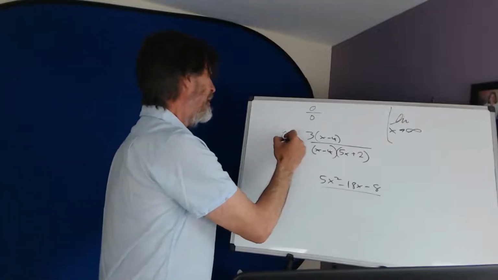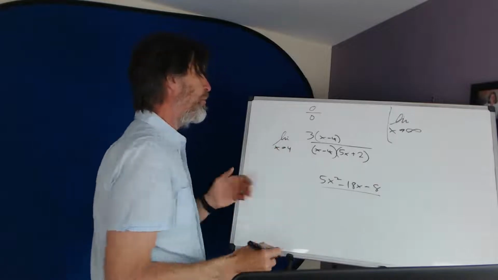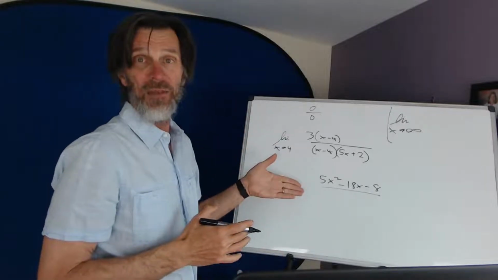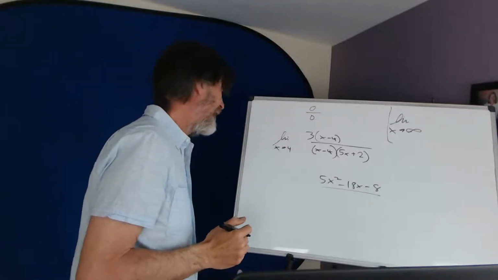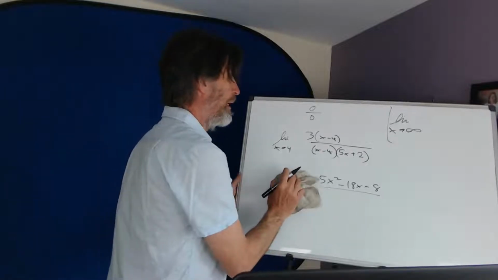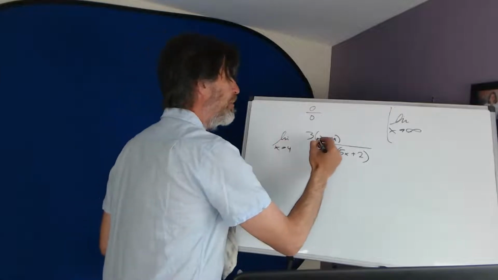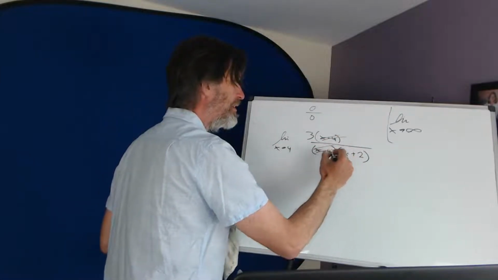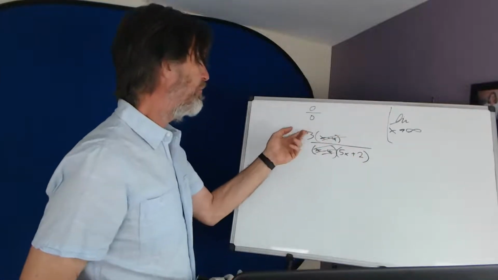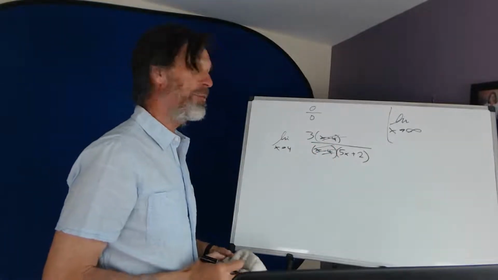So now I have the limit as x approaches 4. The only thing that's different from what I had in the beginning is now it's in factored form. If you get 0 over 0, you can always factor. You should know what the factor is. Cancel that factor out and now plug in 4. What is that? 3 over 22.